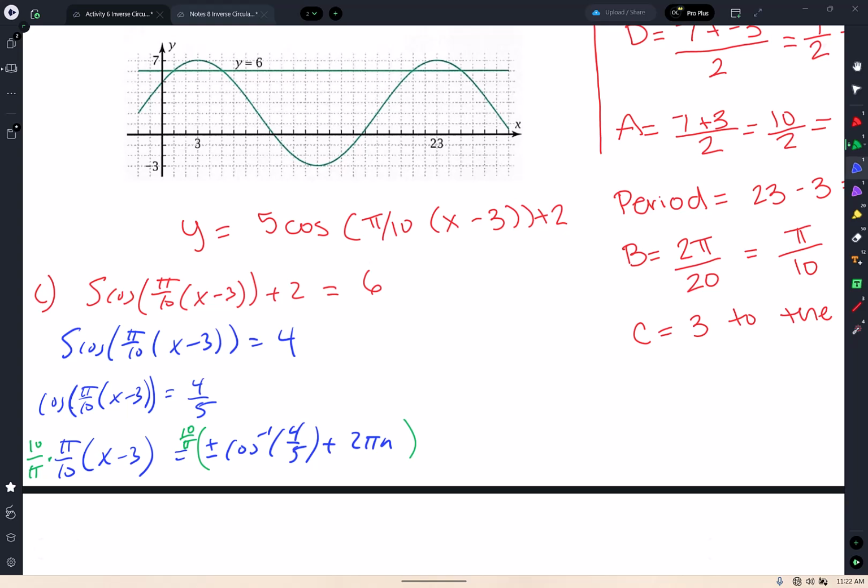So here are my two general equations. All you got to get to is to here, guys. x minus 3 equals plus or minus 10 over pi, arc cosine of 4/5, plus the pi's cancel out. What's 10 times 2? And that's how you can verify if you're right or not. The period is 20, so you better get a 20n. All I got to do is move the minus 3. So how do I do that? Just put it in front.